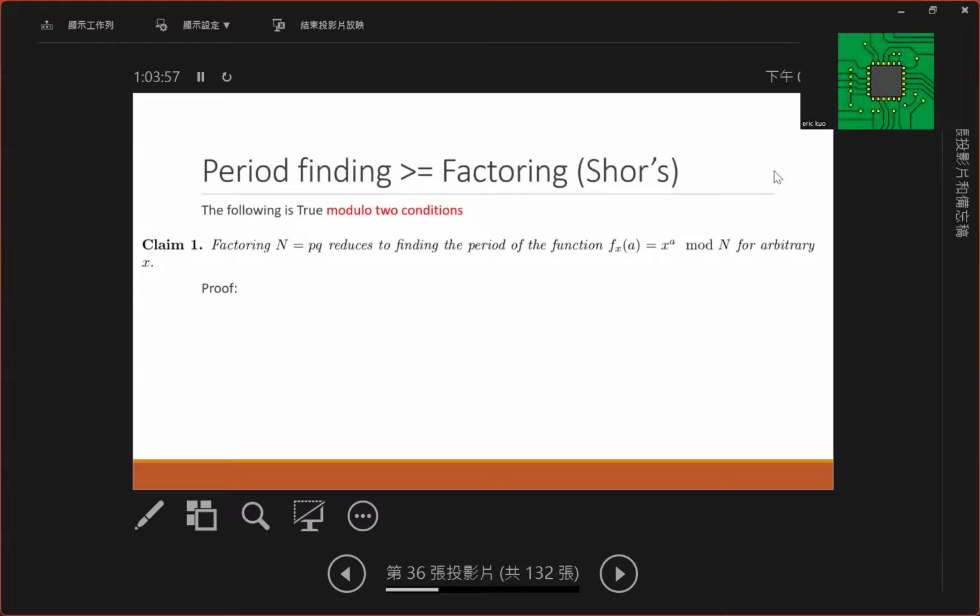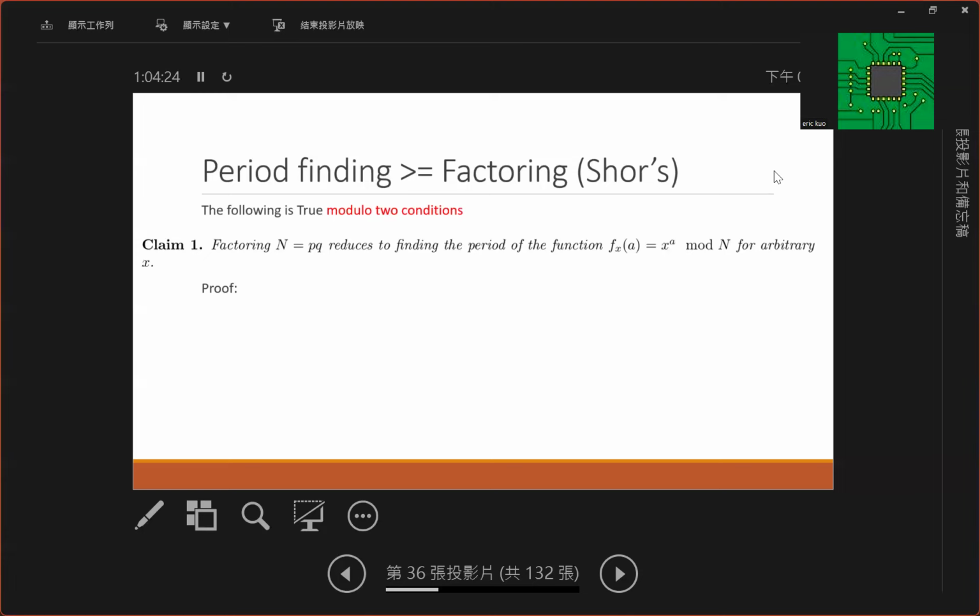You just take this, compute the GCD with n and this, then you get n. Or simply speaking, if P and Q both fall into this, then you compute the GCD of this and this, you get 1, then you get nothing. Okay. So modulo these two conditions, if r is even and the first case does not happen, then you get it factored.